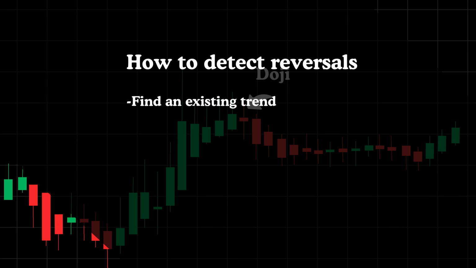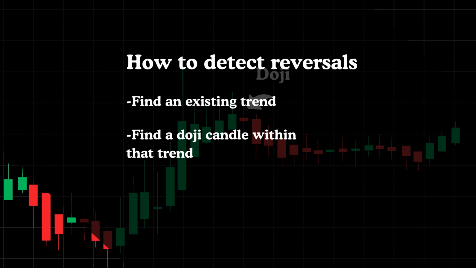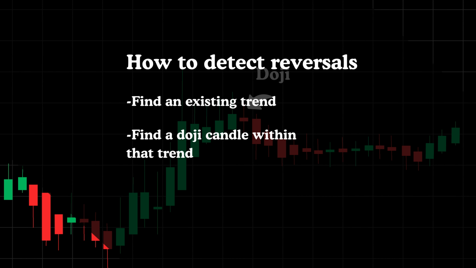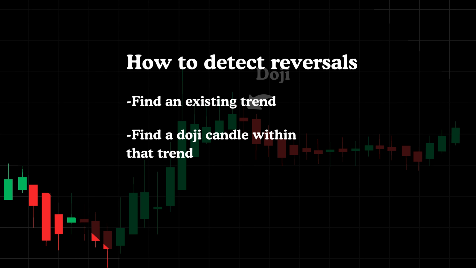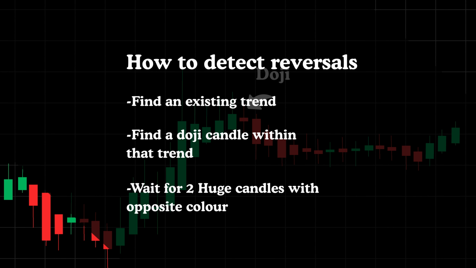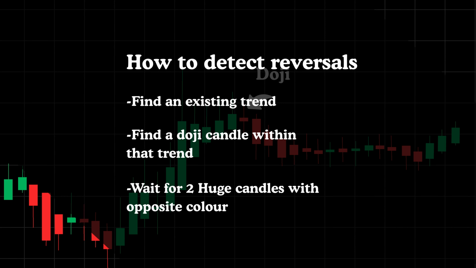First, identify the ongoing trend. Next, look for a doji candle within that trend. It can be any color, as long as it's a doji. Then, wait for two large candles of the opposite color to form right after.